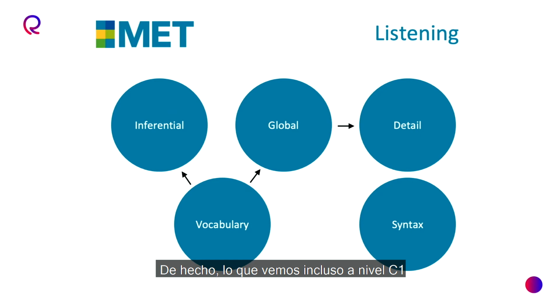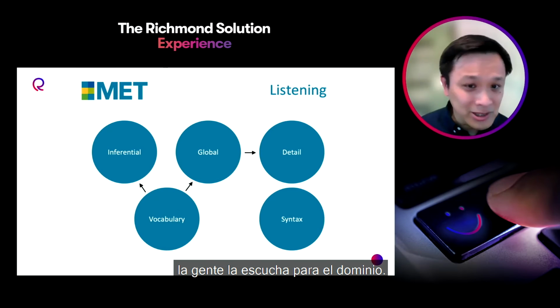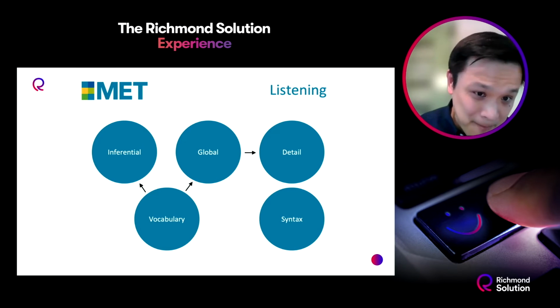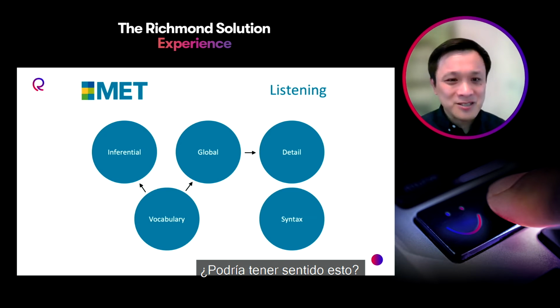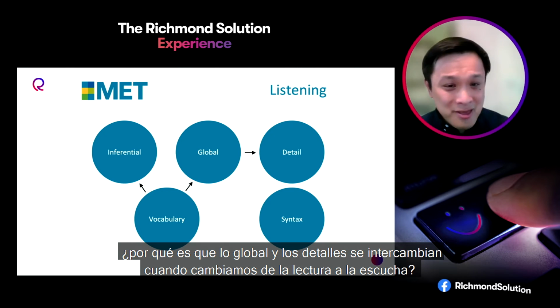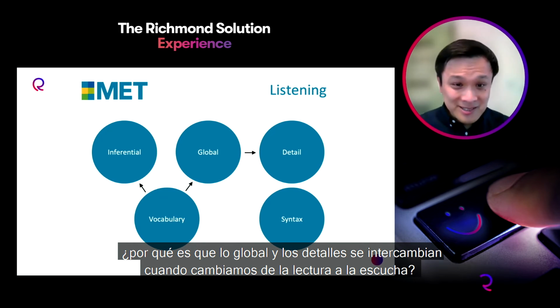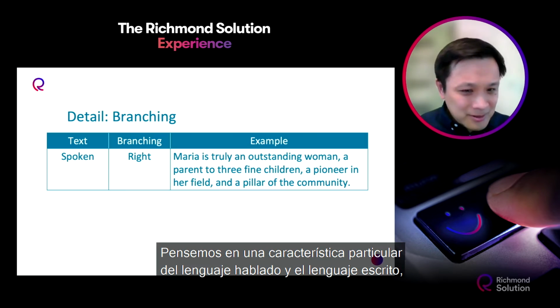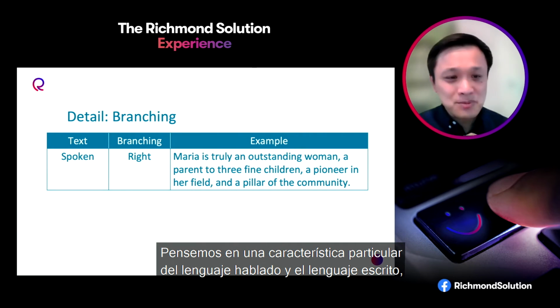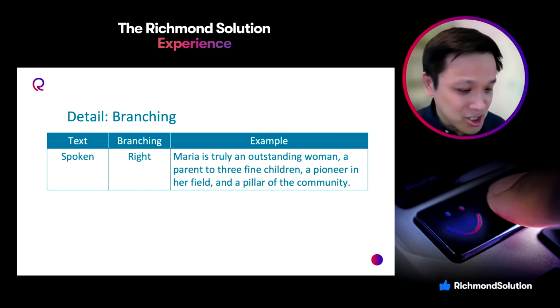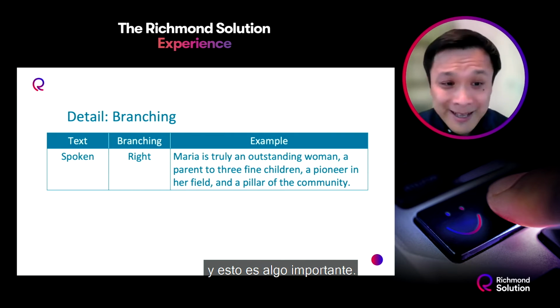And indeed, as we saw, even at the C1 level, people have not completely mastered listening for detail yet. Now, could we make sense of this? Why is it that global and detail are switched in reading and in listening? Now, let's think about one particular feature of spoken language and written language. And this is the notion of branching.